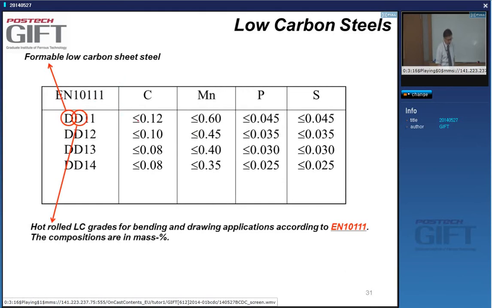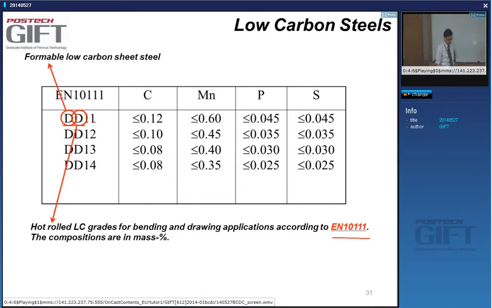Okay, so let's have a look at a number of typical grades that are produced. So we'll look at some standards. So first, a number of European standards. Low carbon steels, IF steels, are steels developed for their formability, right? As sheet material mainly. Deep drawing qualities. So you know that, according to this standard, the first D refers to drawing qualities, yes? The second D here is not drawing, it refers to the fact that it's hot rolled, okay?